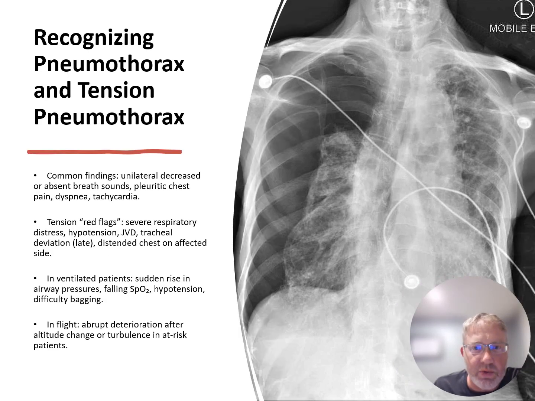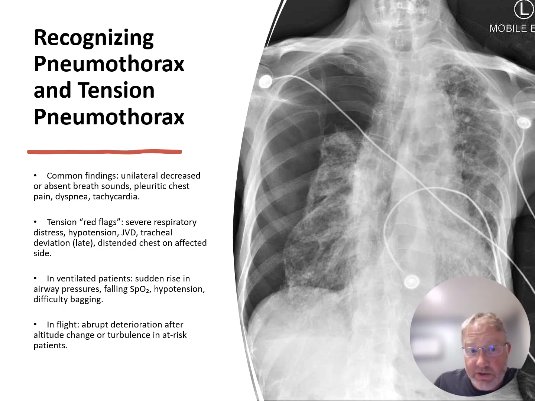Clinical recognition is where you win or lose this diagnosis. For a simple pneumothorax, common findings include unilateral decreased or absent breath sounds, pleuritic chest pain, dyspnea, and tachycardia. With a tension pneumothorax, you're looking for red flags like severe respiratory distress, hypotension, JVD or jugular venous distension, and sometimes, but not always, tracheal deviation away from the affected side. The chest wall may appear more distended on the involved side.